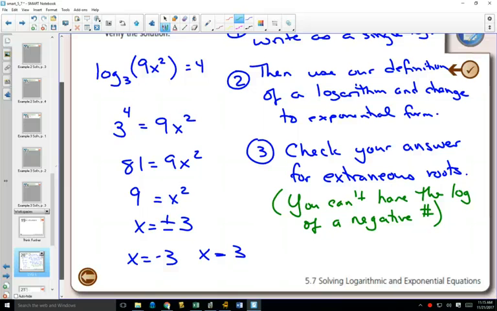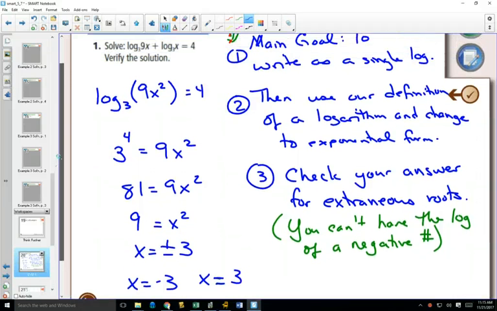As far as checking for extraneous roots, I'm not checking to see if it simplified works out perfectly. I'm just checking to see if I plug negative 3 into my original equation, would I ever take the log of a negative number? So check out the first one. If you plug in negative 3 for x, can you see that 9 times negative 3 would be negative 27? And then you would have log 3 of negative 27. You can't take the log of a negative number based on our graph and based on what we know about logarithms. So this one is an extraneous root.